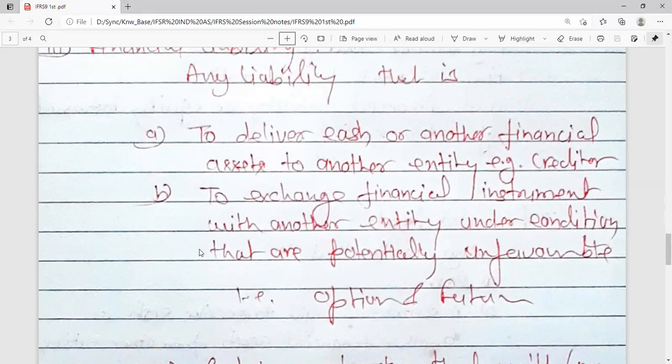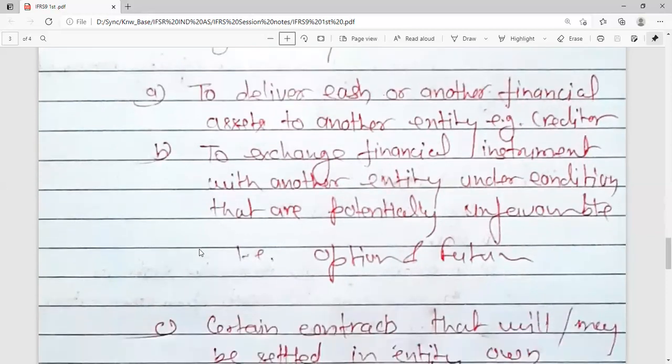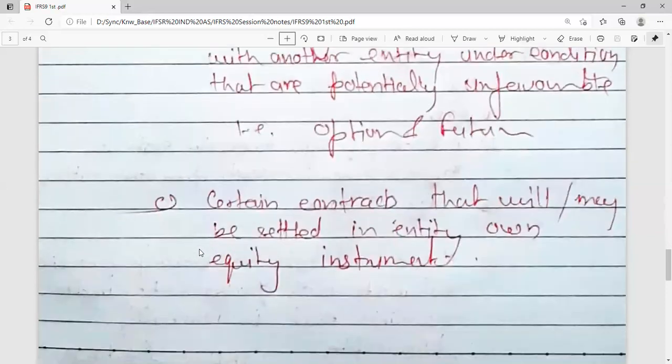An unfavorable condition means the market rate is 12 rupees, but we have a contract to sell our equity at 10 rupees on a future date. So the put purchaser will exercise his option and purchase equity from us at 10 rupees. So we have to sell in unfavorable condition. This is covered in this example. And the third one is certain contracts that will or may be settled in the entity's own equity instruments.